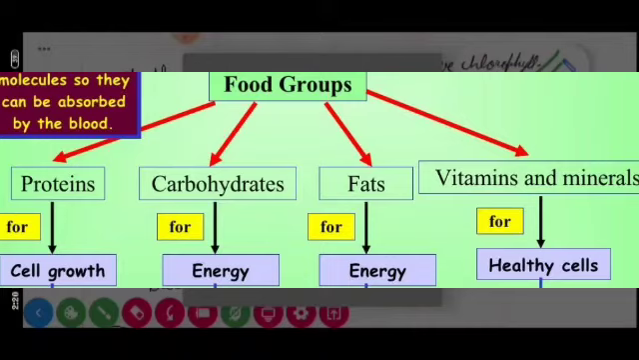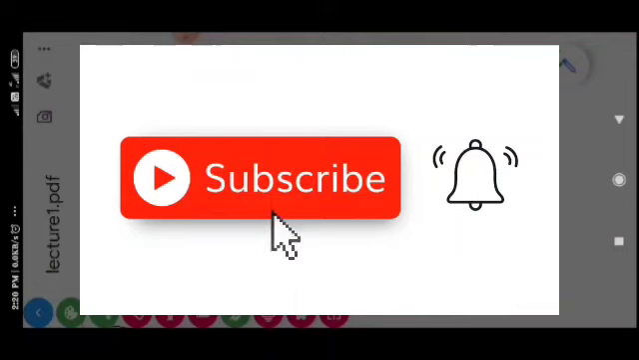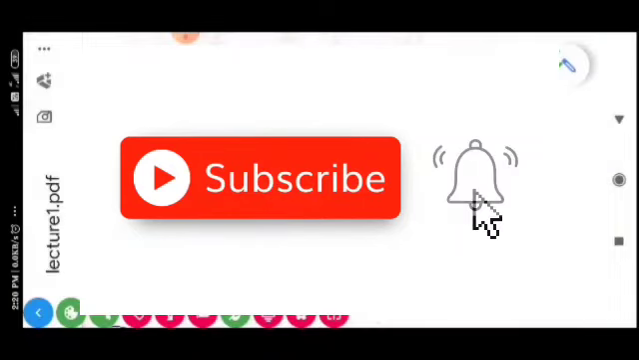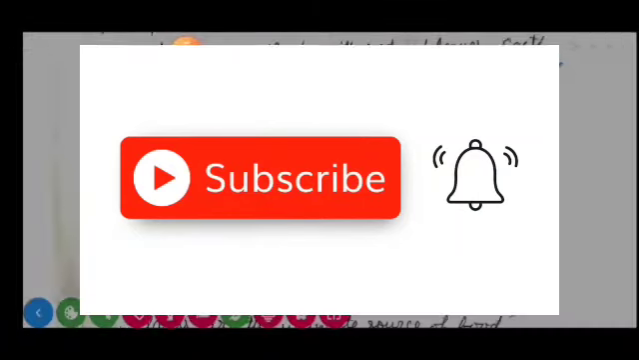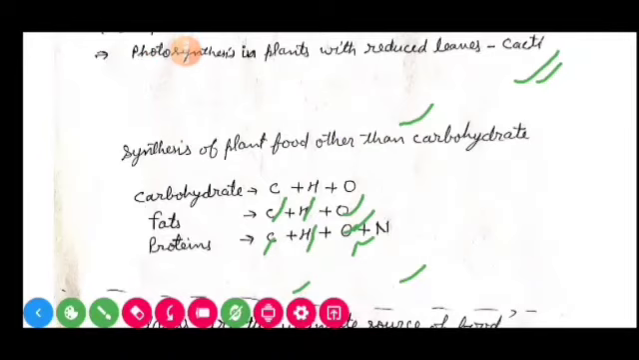So as I said, plants synthesize protein also. Plants prepare protein, vitamins and minerals. For the synthesis of protein, nitrogen is required. That nitrogen is taken by the plants through the roots.